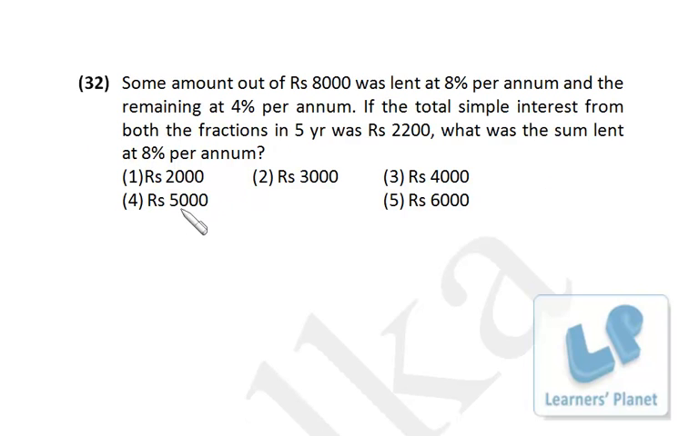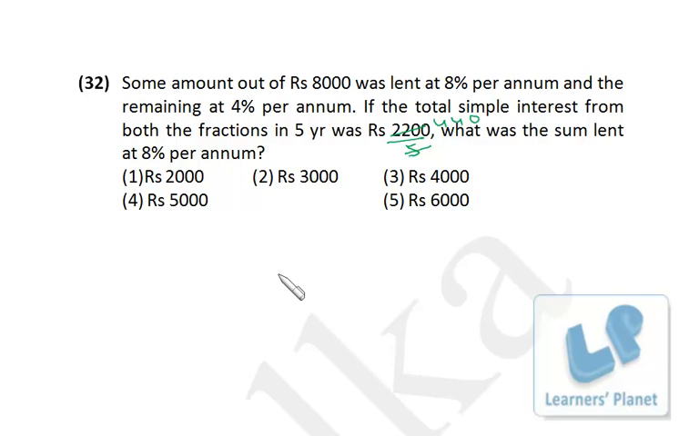Some amount out of rupees 8,000 was lent at 8% and the remaining at 4%. Okay, some amount out of 8,000, and the remaining at 4%. If the total simple interest from both the fractions in 5 years was rupees 2,200, what was the sum lent at 8% per annum? So these sort of problems can be done very easily using the allocation method. For 5 years, see, it is simple interest, it will remain the same every year. So for 5 years it is 2,200. So per annum it will be 440.